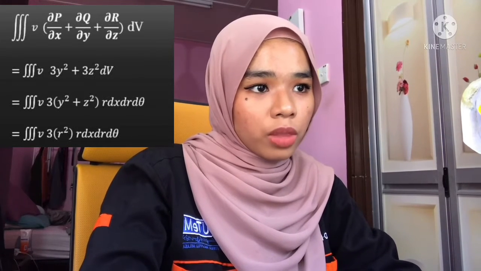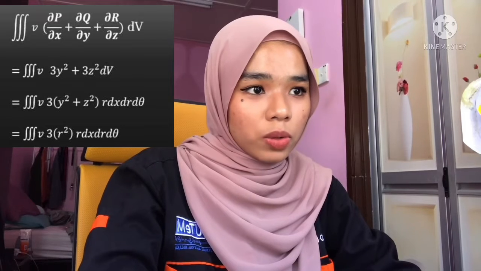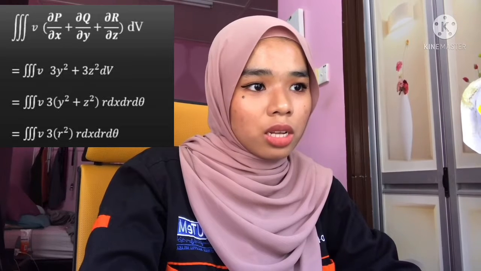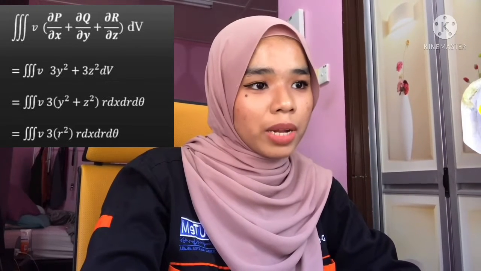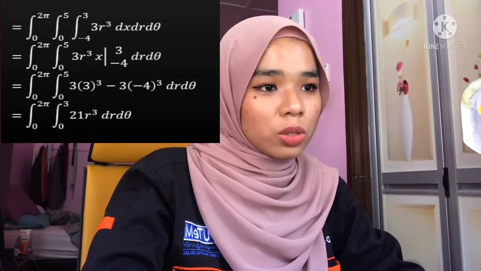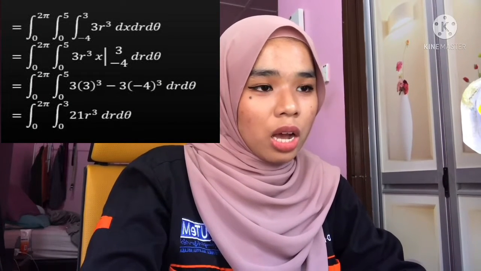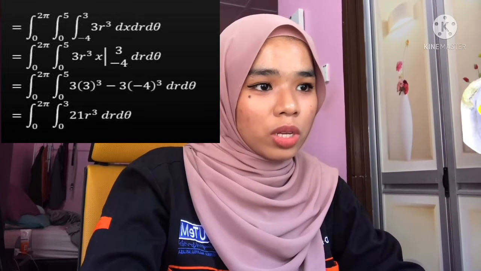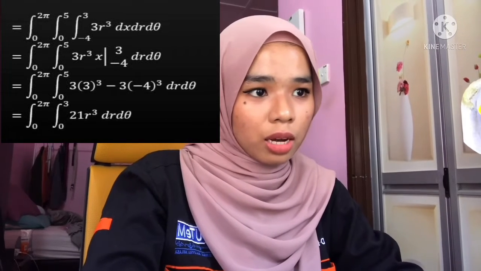As I mentioned before, y squared plus z squared is equal to r squared, so we need to substitute that here, and we will obtain 3r squared times r dx dr d theta, and multiplying by r, we get 3r cubed. Since we know the limits already from the previous step, for d theta we use 0 to 2 pi, r is 0 to 5, and x is -4 to 3. So we will get the integral of 3r cubed dx dr d theta.